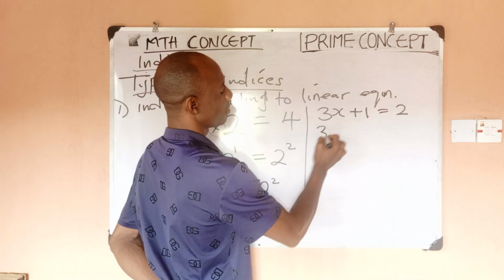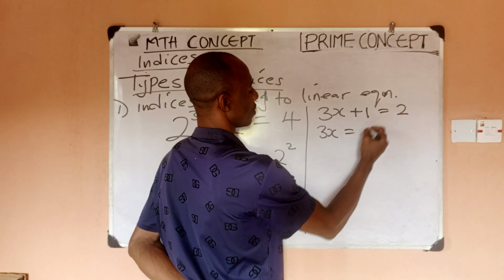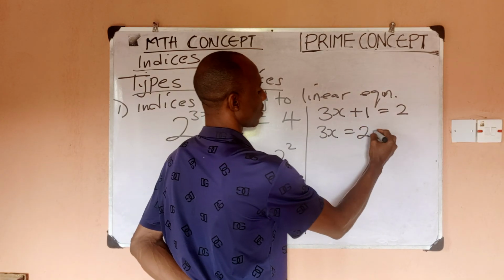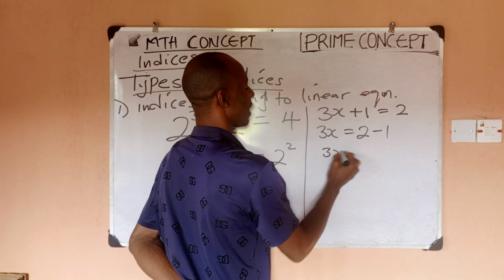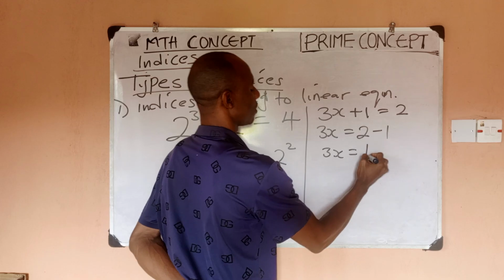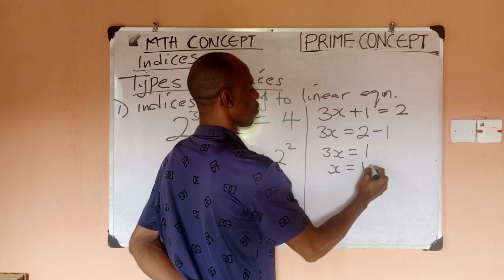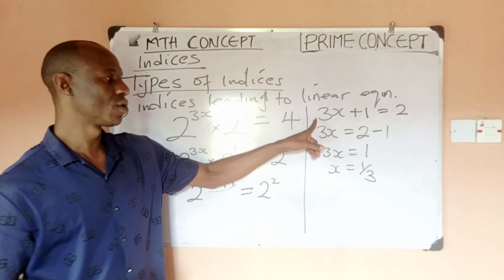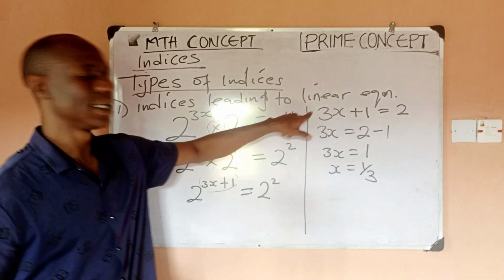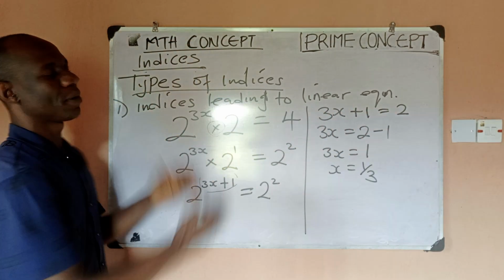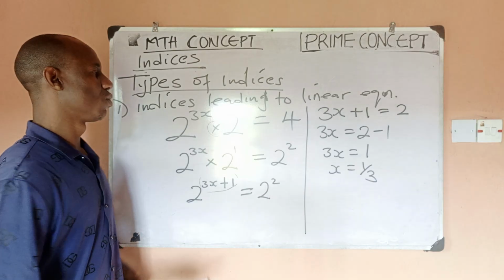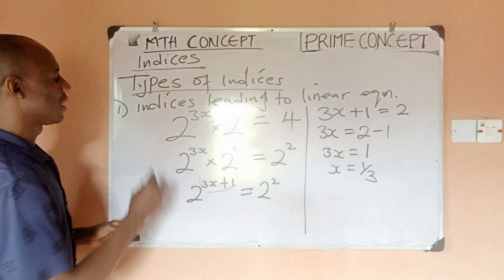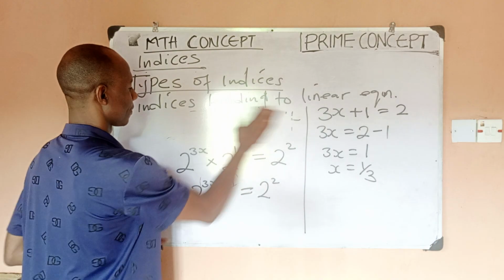So this would give me 3x equals 2. When the 1 crosses, it becomes minus 1. 3x equals 2 minus 1, which is 1. Then x becomes 1 divided by 3. So you can see that this is a linear equation. So this is the number 1 type of indices you would meet: indices that lead to a linear equation.